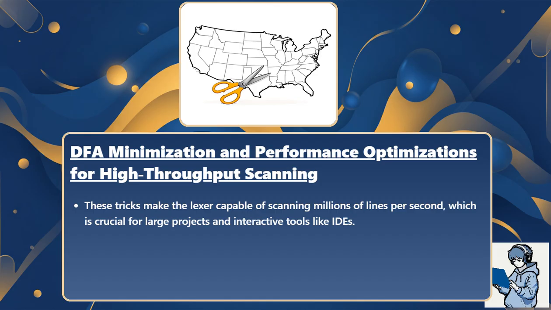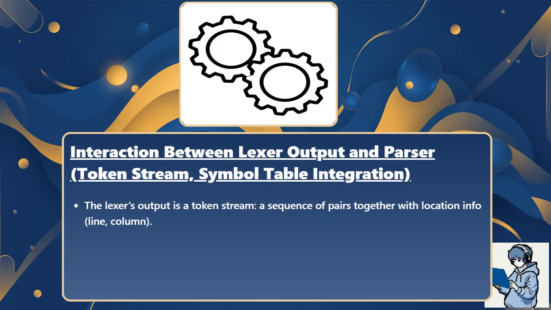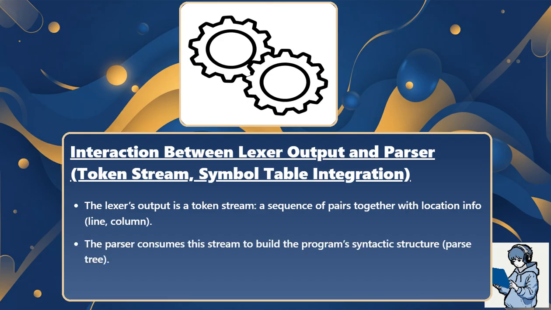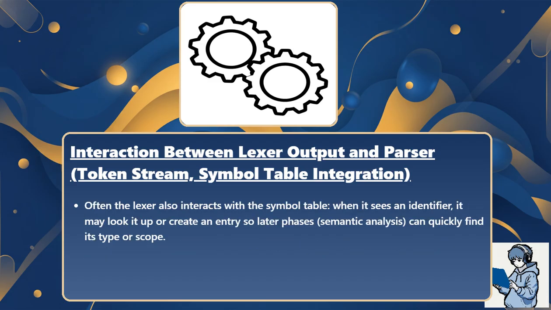interactive tools like IDEs. The lexer's output is a token stream, a sequence of pairs, token type and lexeme, together with location info, line and column. The parser consumes this stream to build the program's syntactic structure, the parse tree. Often the lexer also interacts with the symbol table. When it sees an identifier, it may look it up or create an entry, so later phases, such as semantic analysis, can quickly find its type or scope.